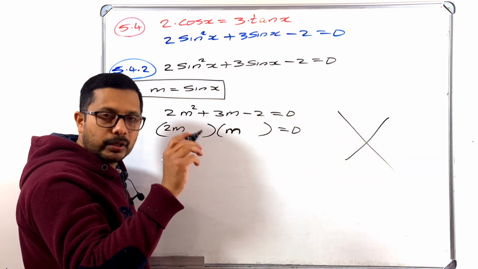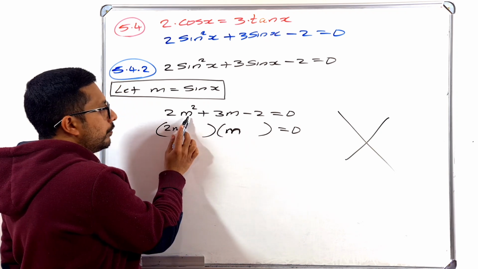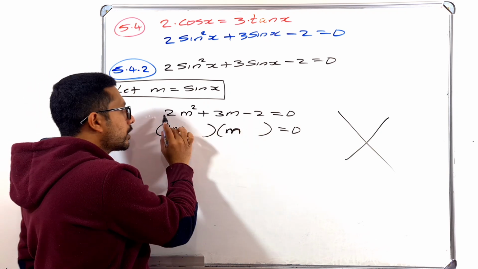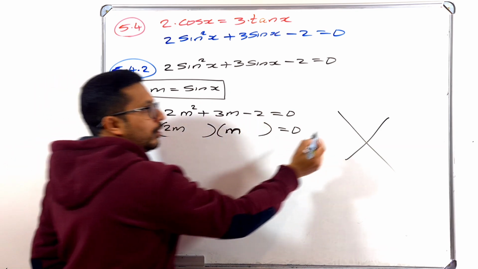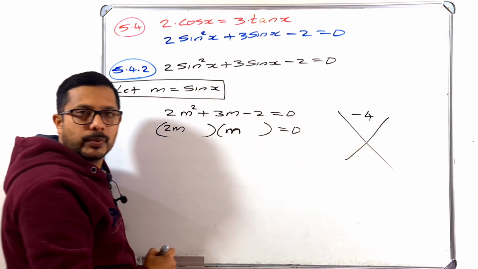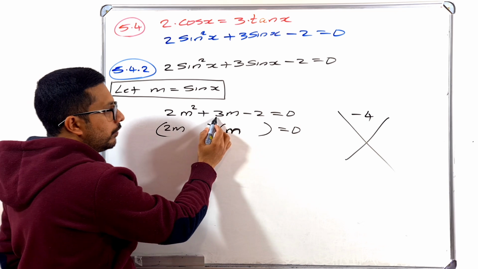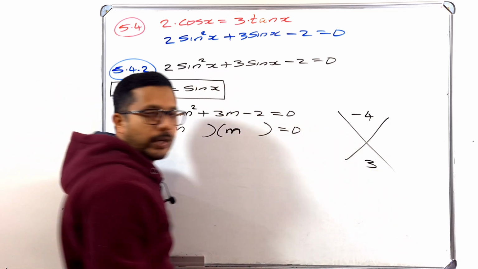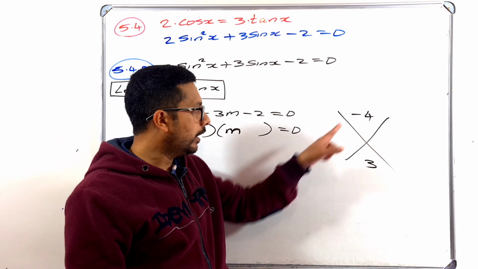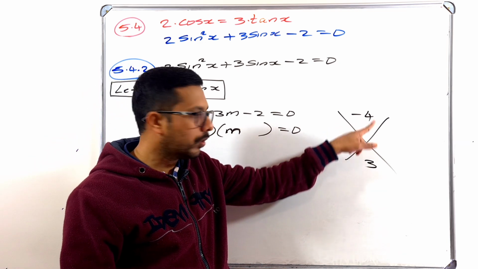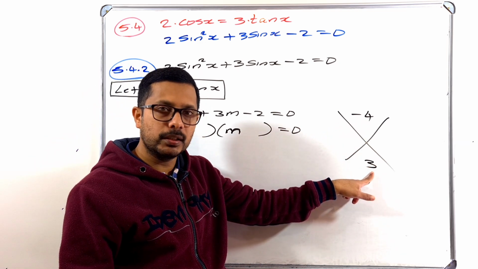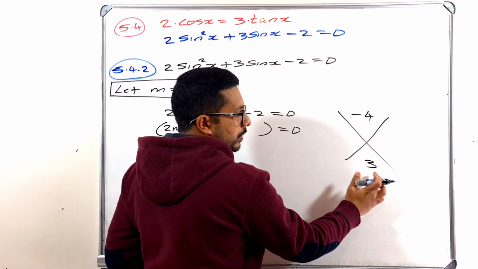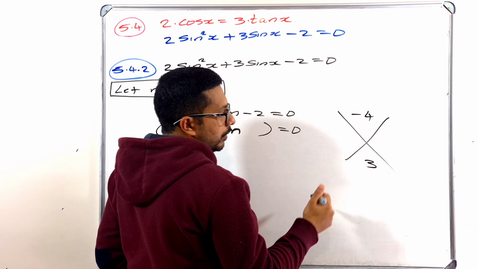Okay, you just draw a cross like that. Then what is the coefficient of this m square? 2. What is the constant? Minus 2. You just multiply these 2 and minus 2. Write it here. 2 times minus 2 is minus 4. Then what is the coefficient of m? 3. So you have to find two numbers. The product of the numbers is minus 4 and the sum of the numbers is 3. What are the numbers? Product minus 4, sum 3. Two numbers. What are the numbers?